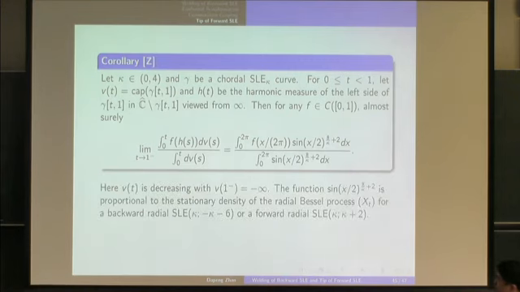Here V of t is decreasing, and when t goes to 1, V of t tends to negative infinity. The function sine of x over 2 to the power 8 over kappa plus 2 is proportional to the stationary density of the radial Bessel process x_t for a backward radial SLE kappa minus 6 or a forward radial SLE kappa plus 2.